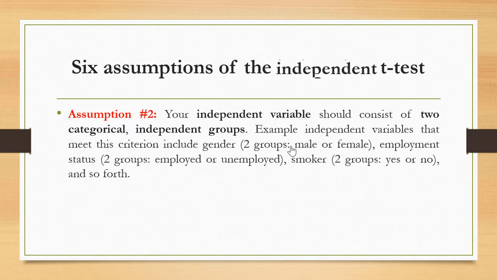Assumption number 2, your independent variable should consist of 2 categorical independent groups, like male and female. Example independent variables that meet this criterion include gender, where we have the group of males and the group of females, or employment, where we have employed or unemployed, or smokers and non-smokers, etc. So there should be 2 groups. If you have 3 groups, you are going to do a one-way ANOVA, or analysis of variance.